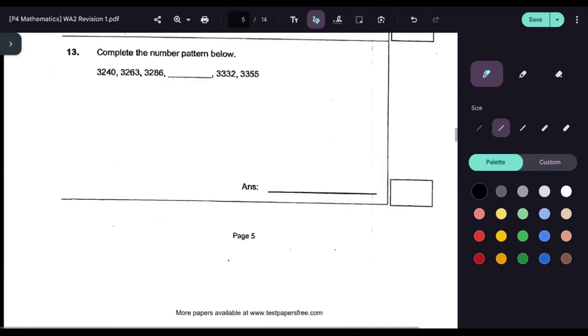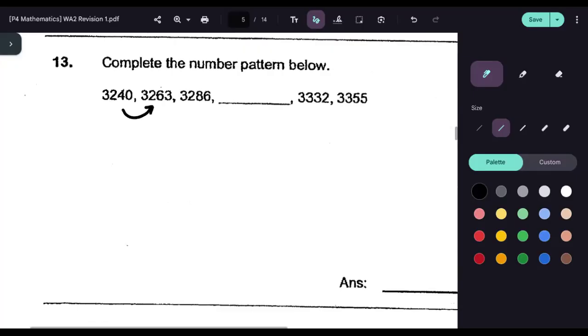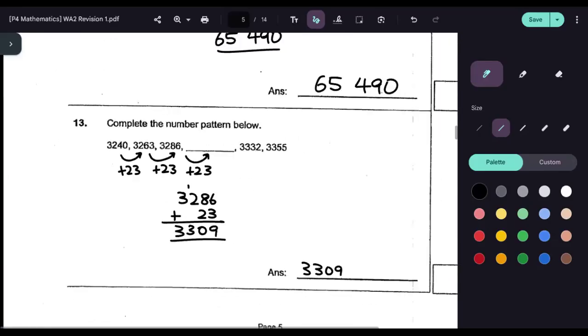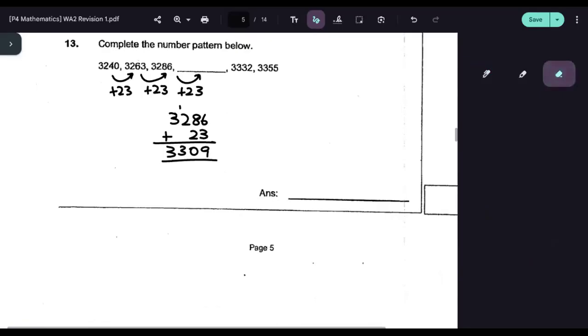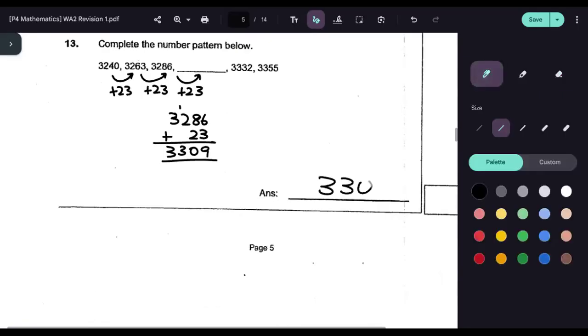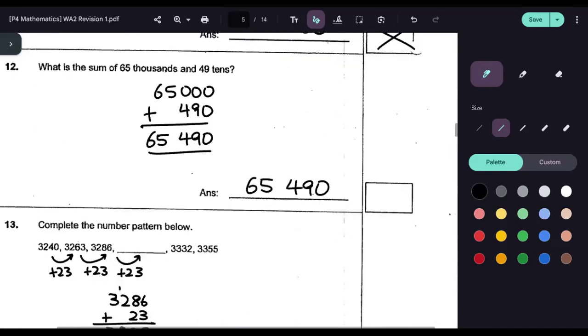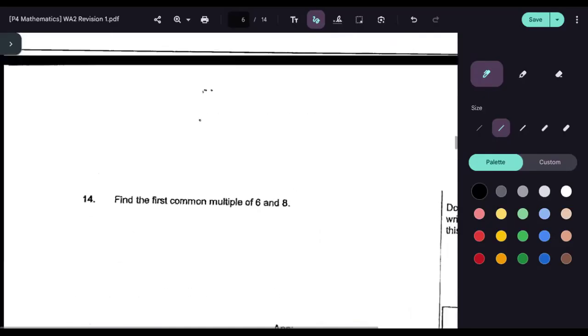Complete the number pattern below. Okay, this one, we have plus 23, plus 23. This will also be plus 23. So you take 3286 plus 23. The answer is 3309. Okay, let's move on to the next one.